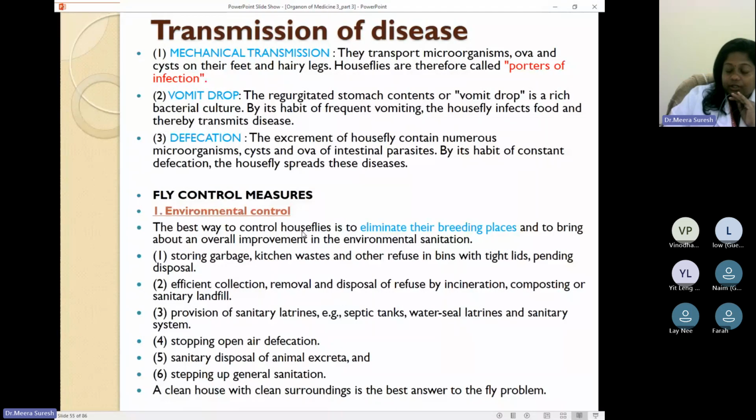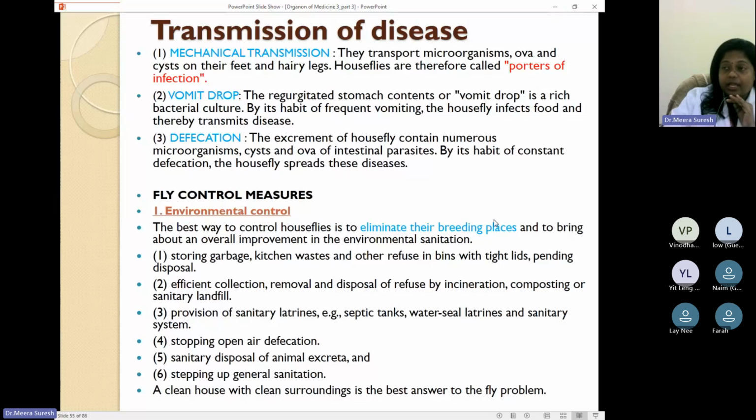Now, how to control the fly? We can go for the same principles, the four principles, the environmental control. That will be the first one, the space reduction. The best way will be to eliminate the breeding places. So environmental control, when you are writing about any insects, the first one will be about the space reduction.